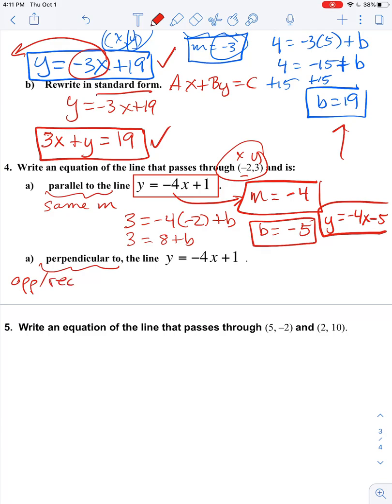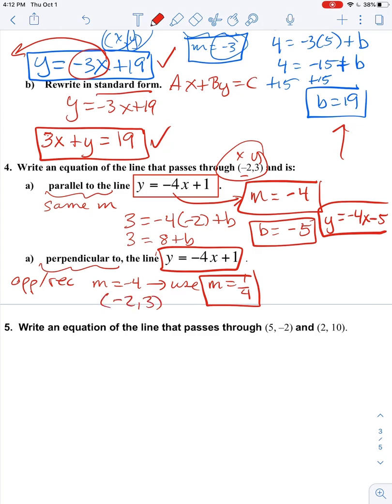So awesome. Perpendicular. All right, that is code language for using the opposite reciprocal. So again, I look here and I say, okay, that is -4. And so if that's given to me, the opposite reciprocal of -4 means I'm going to use positive 1/4 because I need to reciprocate it and change the sign. So this is still utilizing the same point from up there where it's -2, 3.